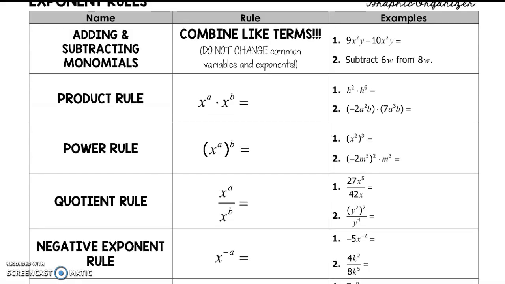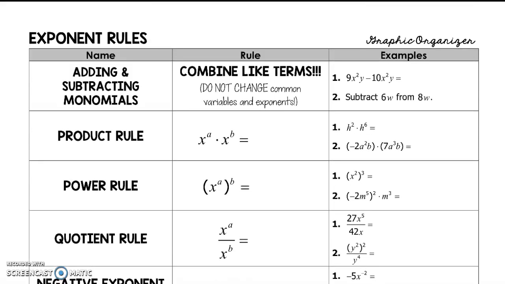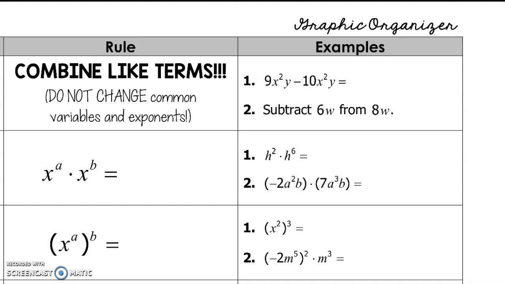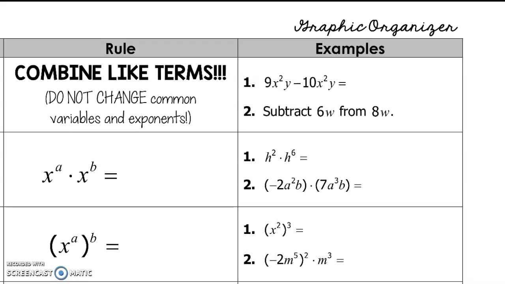for your quiz. So when we add or subtract monomials, it says right here we combine like terms and do not change the variable's exponents. You only combine the coefficients. So number 1, we have our 9 and our 10. Our x squared y matches, so we just do 9 minus 10, which is -1. So you can just put a negative x squared y.